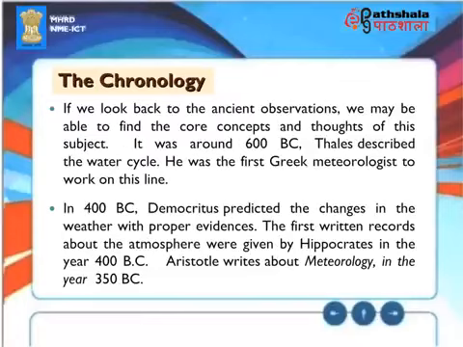The chronology. If we look back to the ancient observations, we may be able to find the core concepts and thoughts of this subject. It was around 600 BC, Thales described the water cycle. He was the first Greek meteorologist to work on this line. In 400 BC, Democritus predicted the changes in the weather with proper evidences. The first written records about the atmosphere were given by Hippocrates in the year 400 BC. Aristotle writes about meteorology in the year 350 BC.